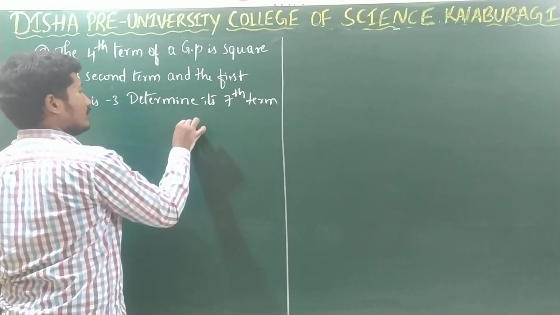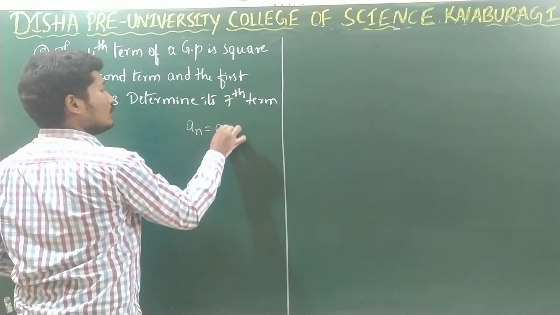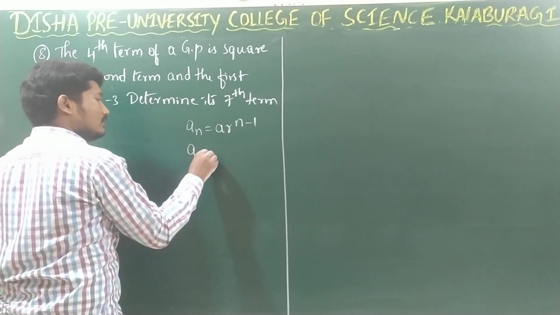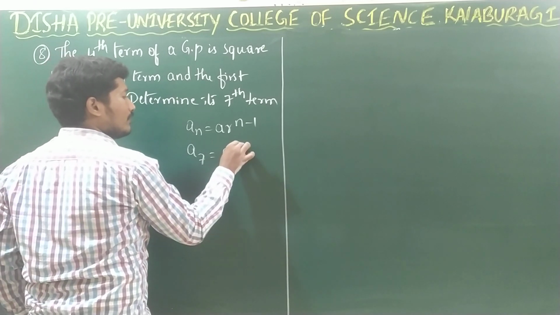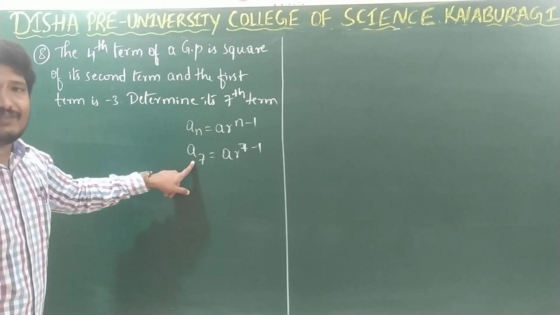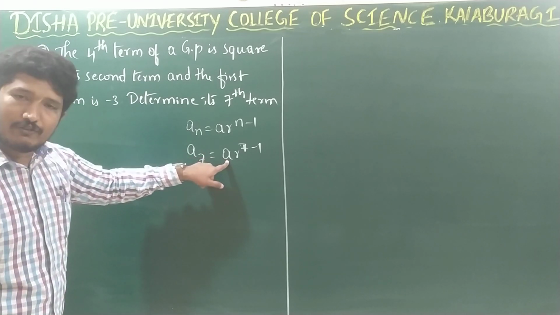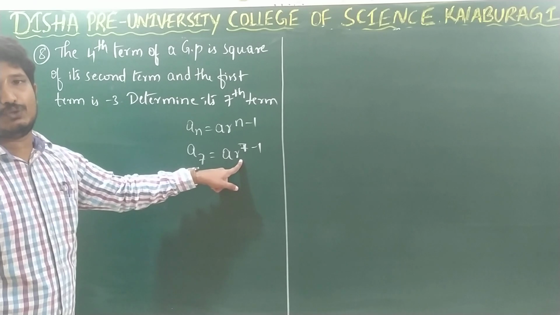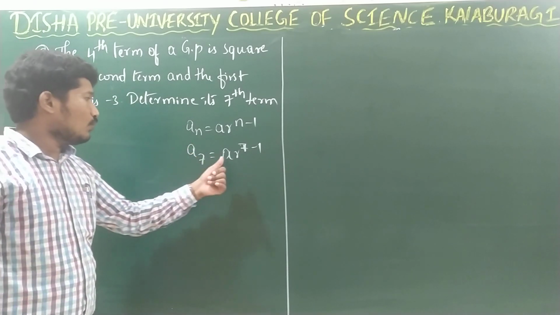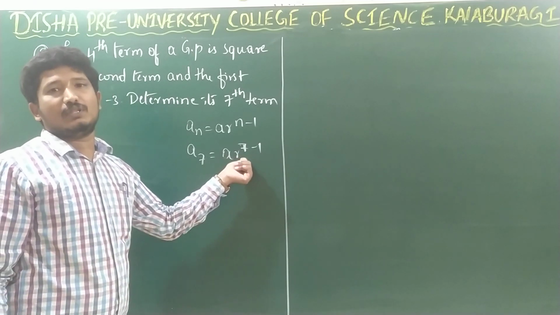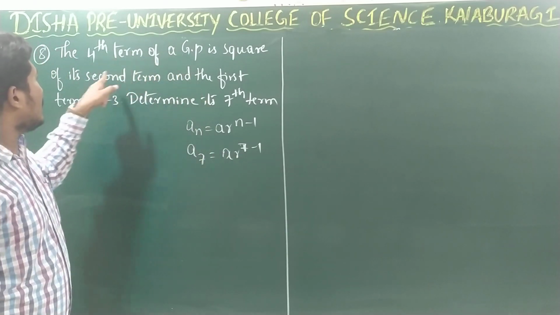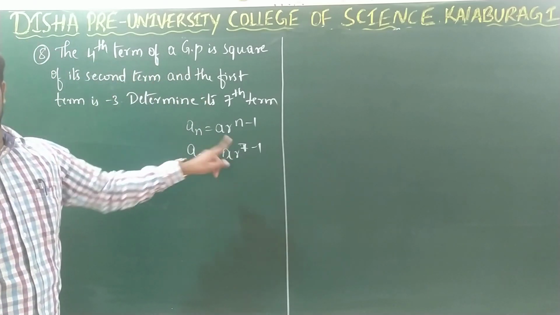So see here. We know that an is equal to a into r power n minus 1. We have to calculate a7, that is equal to a into r power 7 minus 1. Right? Now, to calculate the value of a7, we need the value of a as well as the common ratio. So already we have the first term, that is the value of a. What do we need now? We need to find out the value of r. How to calculate? Use the given condition and let us calculate the value of r.